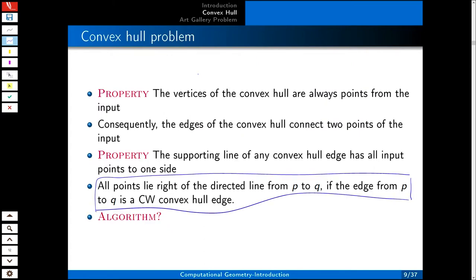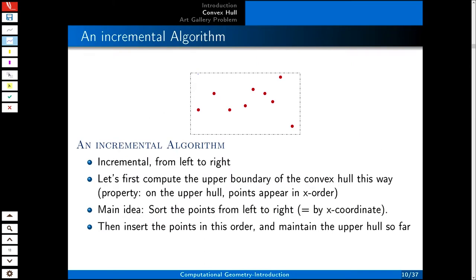So, my question is, can we exploit this property to build a fast algorithm? Let's see. What we will do? I will sort the points from left to right. Sorting means I am arranging the points from left to right. And you have to believe me that there is an algorithm which solves this problem in order n log n time. Why n log n? We don't want to get into those details right now. Believe me, you can go back and see, and it's not very difficult to see.